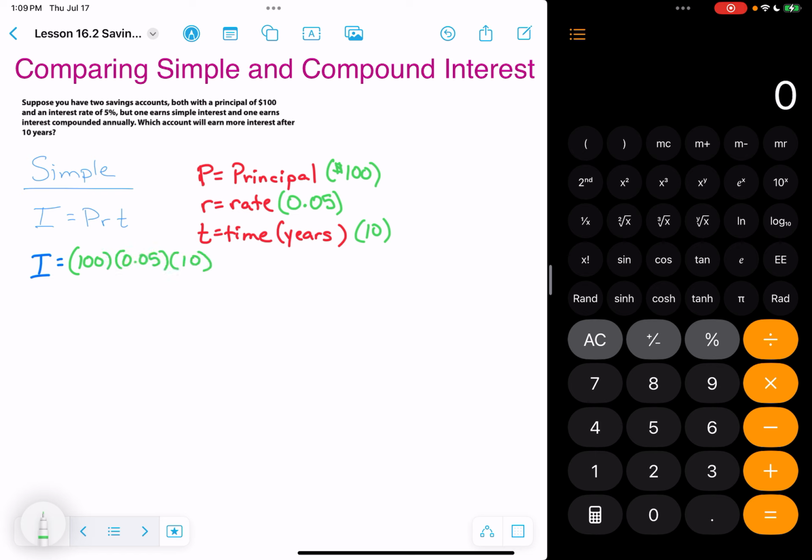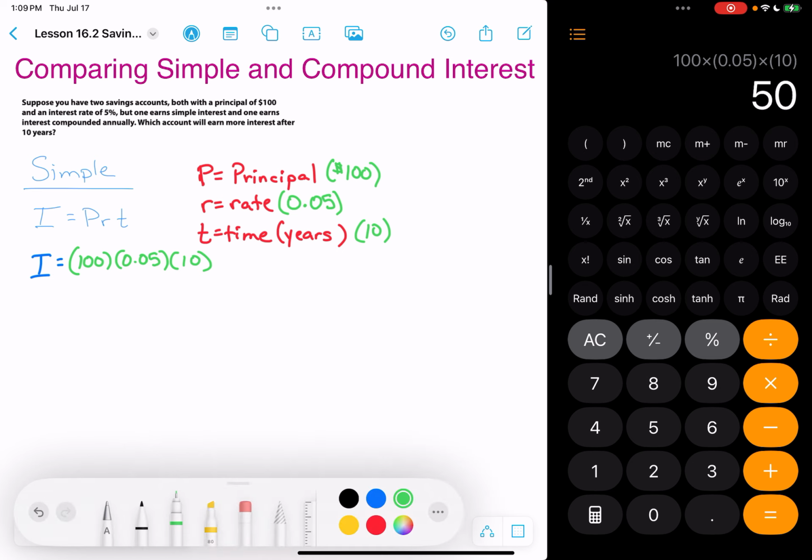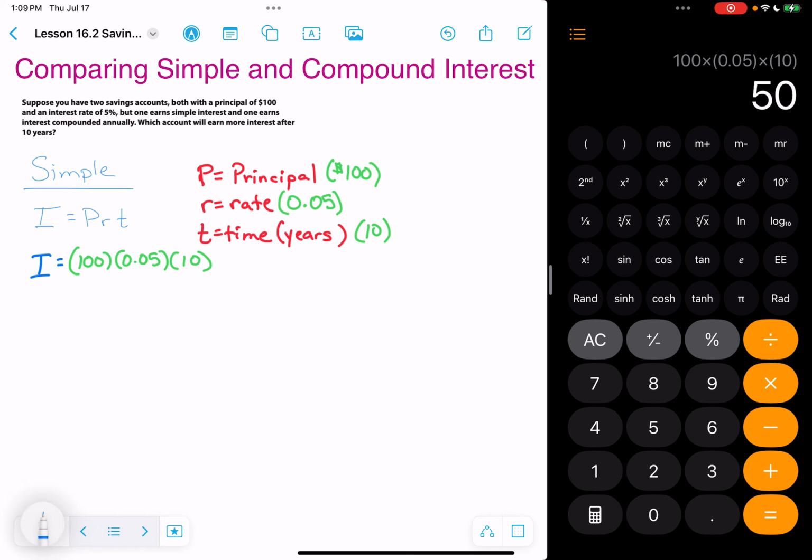And we can put this in the calculator all at once. 100 times 0.05 times 10. And that's going to give us $50 of interest. So simple interest earns $50.